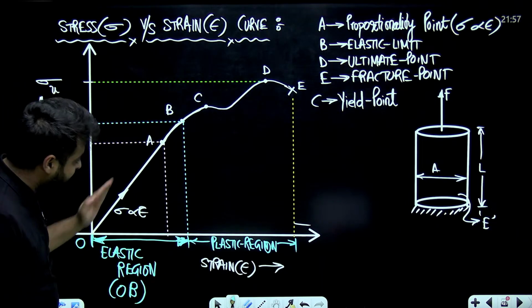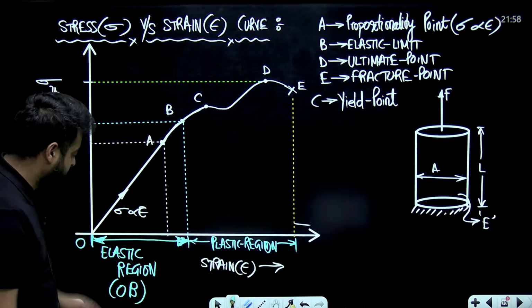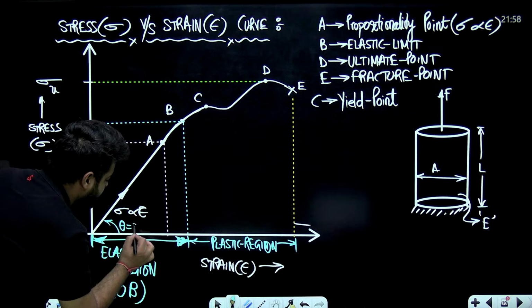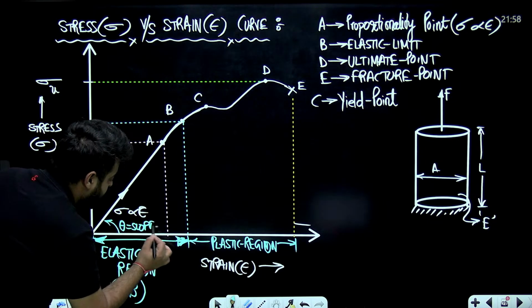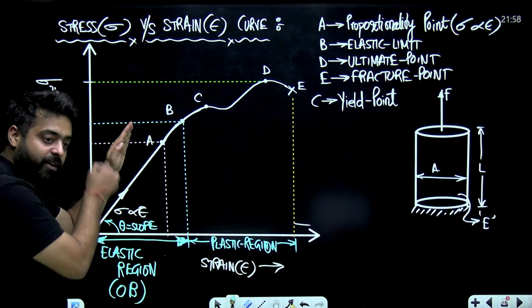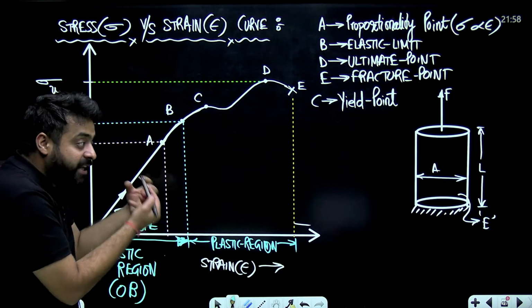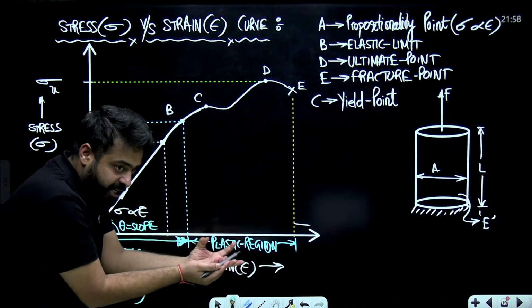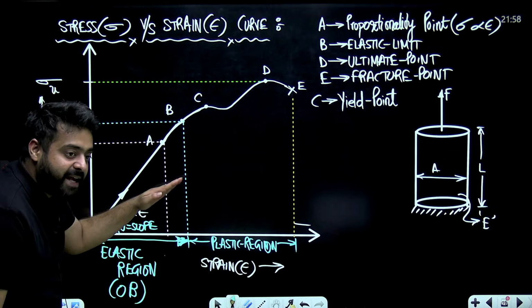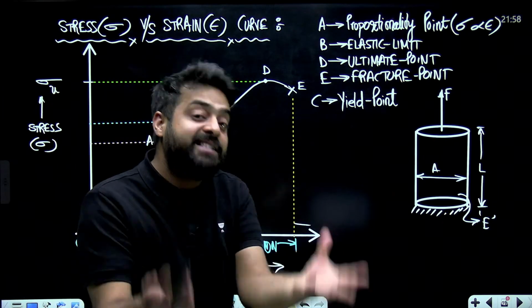If in this elastic region, this proportionality region, the angle theta, or you can say the slope, is more, what happens? Then for the same deformation you need more stress, meaning its Young's modulus is more. It is difficult to deform the shape, difficult to stretch the body. That's why brass is like this, steel is like this. Steel is more difficult to stretch, brass is easier to stretch.